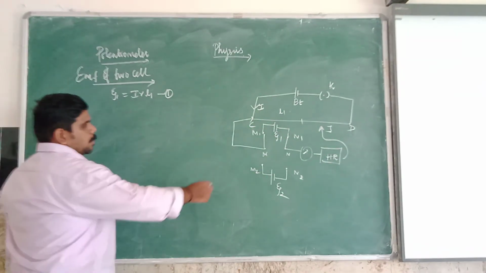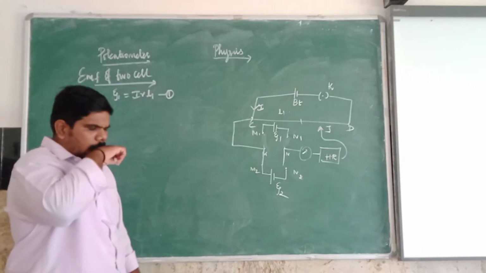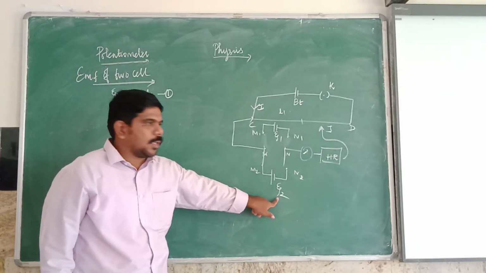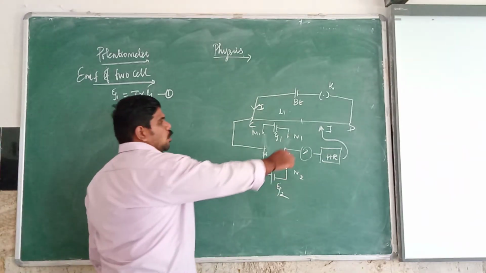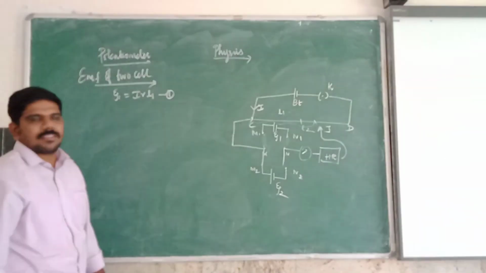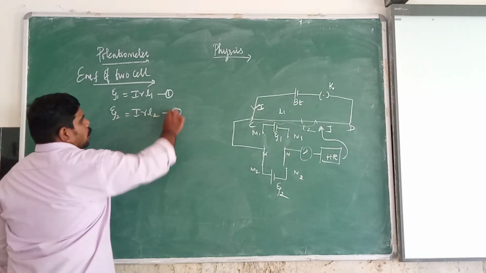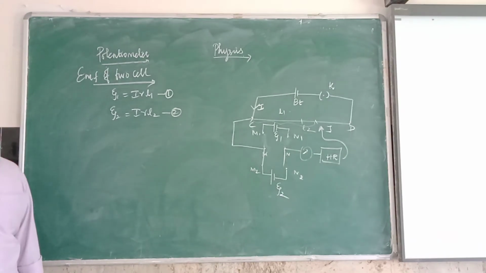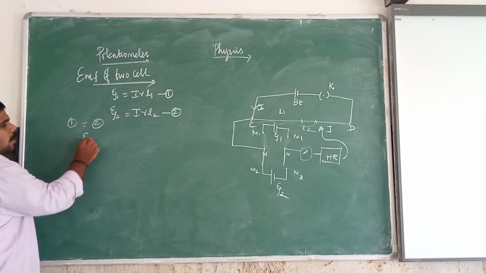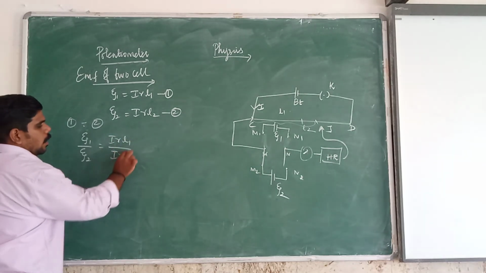Now the DPDT switch is pressed towards M2 and N2. So the EMF of cell ε2 is included in the circuit. The potential difference across the balancing length L2 is directly proportional to the EMF of cell ε2. So ε2 is equal to I R L2. Equation number 2. From these expressions, dividing equation 1 by 2, we get ε1 by ε2 is equal to I R L1 by I R L2.